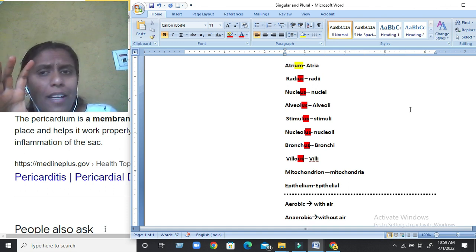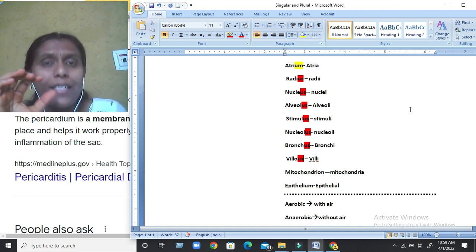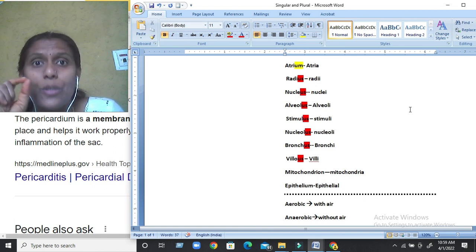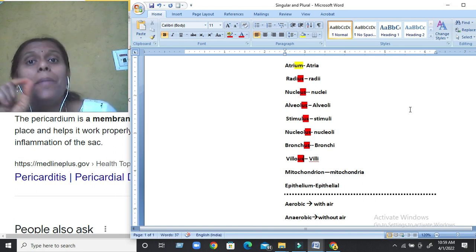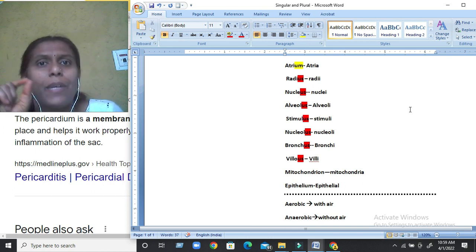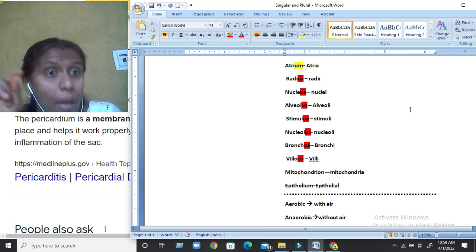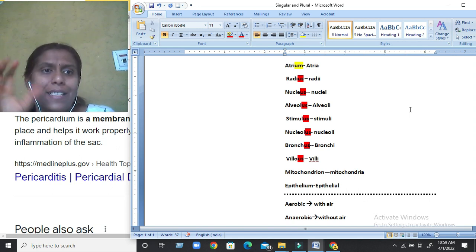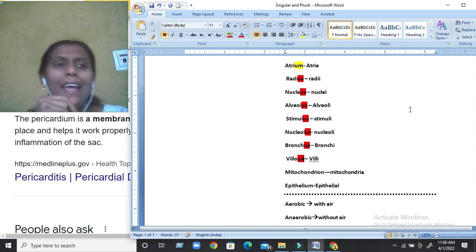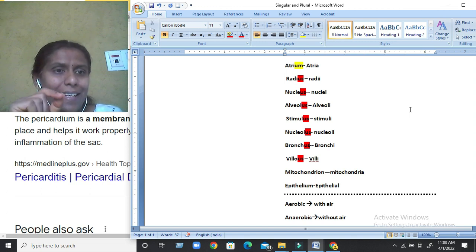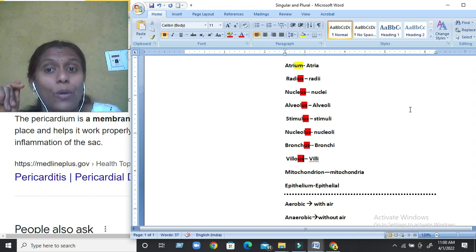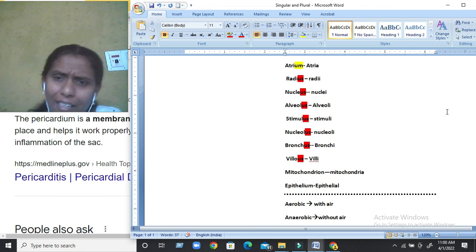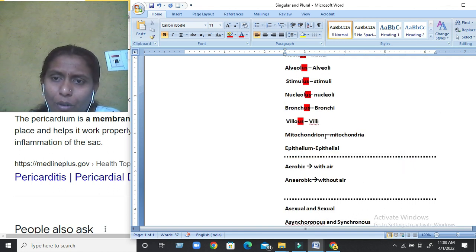So here, what did we understand? When the singular word ends in um, it will be replaced by a when it becomes plural, like mitochondrium, atrium. Towards the end, if it is us, as in radius, nucleus, nucleolus, stimulus, so on, it is replaced with i: radii, nuclei, nucleoli, like this. Next, the same thing: mitochondrion, on is getting changed by i again.